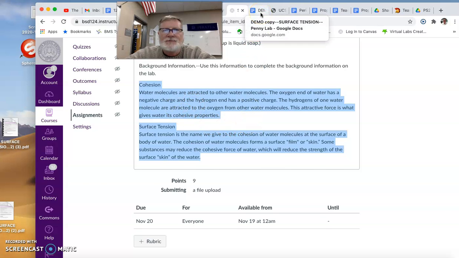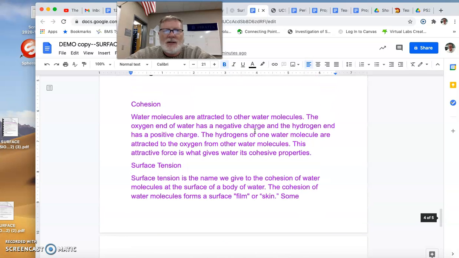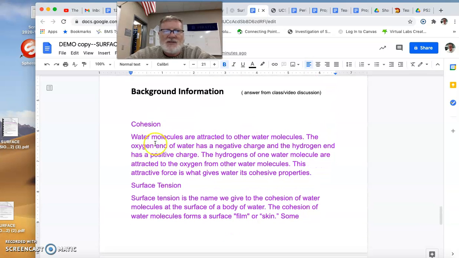And so when you are done, you will have these statements. Water molecules are attracted to other water molecules. The oxygen end of water has a negative charge and the hydrogen end has a positive charge. Hydrogens of one water molecule are attracted to the oxygen from the other water molecules. This attractive force is what gives water its cohesive properties.